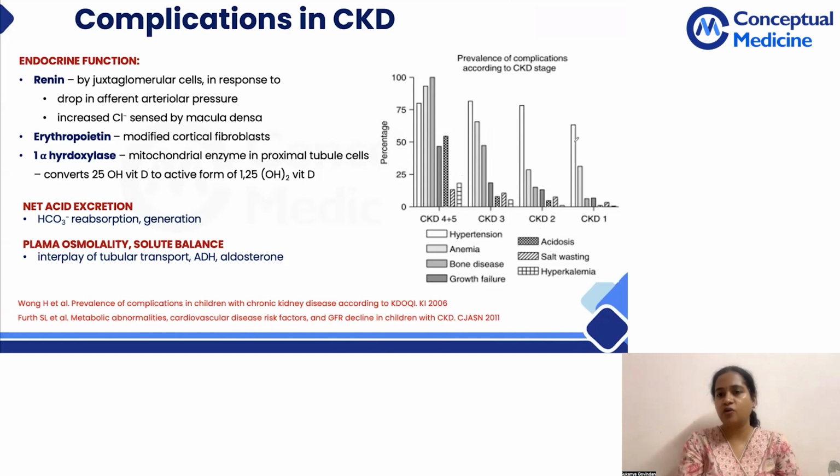Hypertension alone can be present even in CKD 1 and 2, because we saw that there will be glomerular hyperpermeability and albuminuria would already have started. So hypertension can happen even in early stages of CKD, but your other complications significantly increase when you have CKD stage 3 to 5.